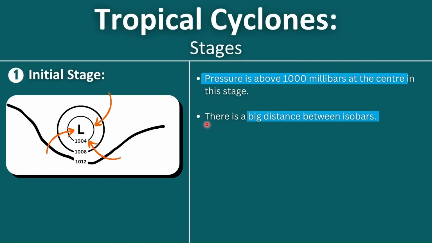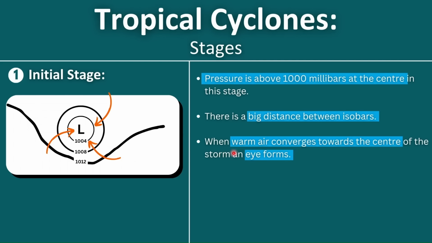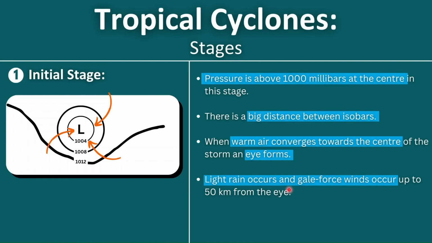So let's look at our second point. There is a big distance between isobars. Can you see that's a very large distance between the isobars? Now the distance between your isobars is basically your pressure gradient. So if there's a larger distance, there's a more gentle gradient, right? Same thing with map work. When warm air converges towards the center of the storm, an eye forms. So light rain occurs and gale force winds occur up to 50 kilometers from the eye.